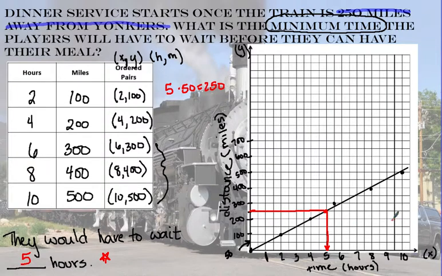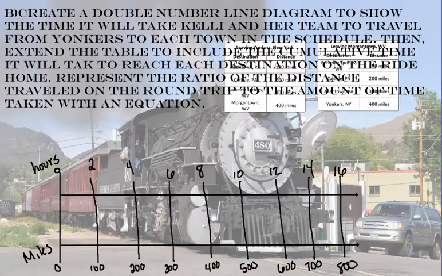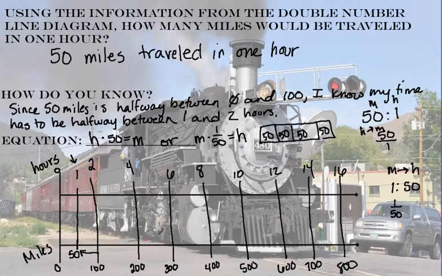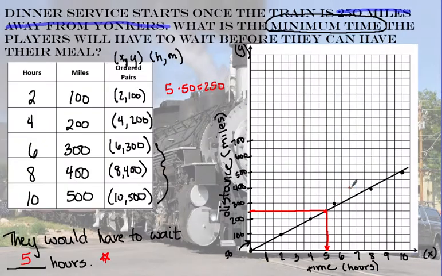If you have enough space on your graph, what I would like you to try and do is plot some of the other points that we had. So we had (6, 300), (12, 600), (14, 700), and (16, 800). I'd like you to try and plot those points on your graph so that when you come to class we can check to see how you're doing with plotting points.